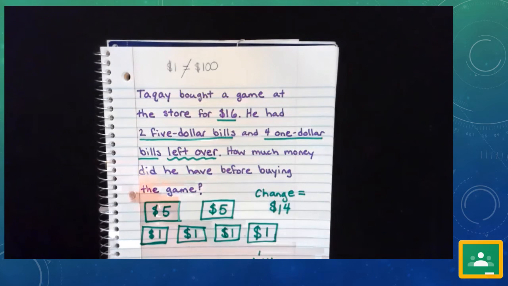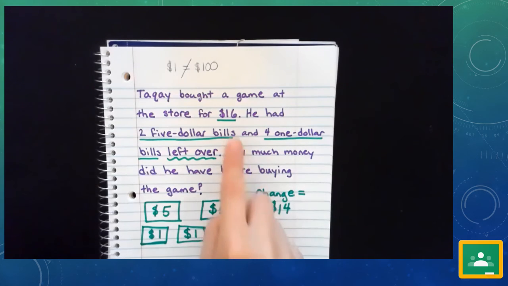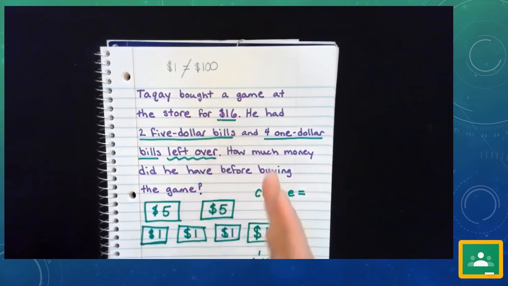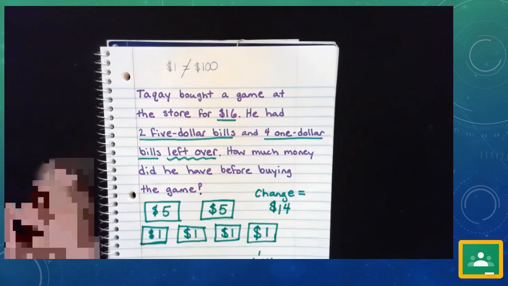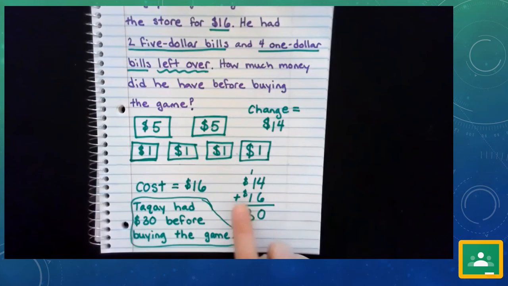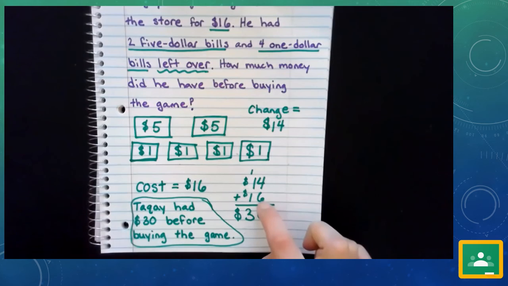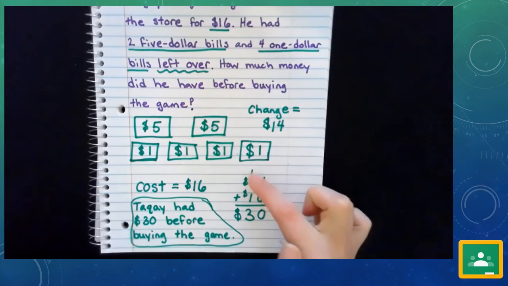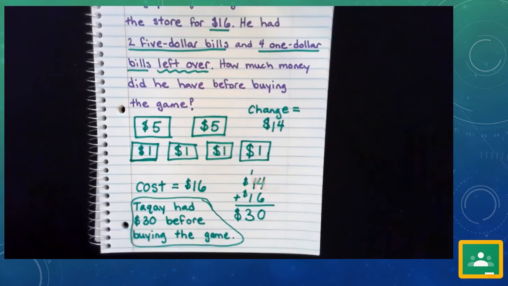So that's great, but that's not the end of my work, because I have to answer what he had before he bought the game. So if he has $14 left over and his game costs $16, if I put this information together, then I'm going to figure out what happened before he bought the game. When I add 14 plus 16, I get $30, because 6 plus 4 is 10, and 1 plus 1 plus 1 is 3, for a total of $30.